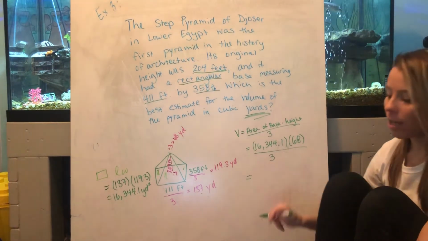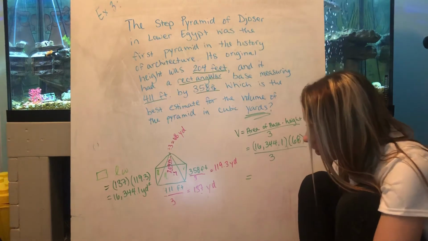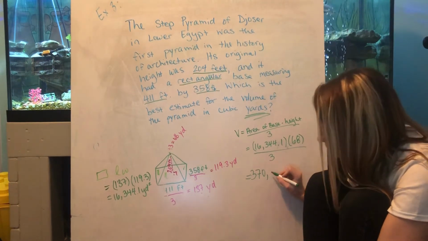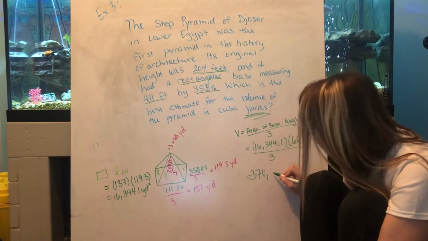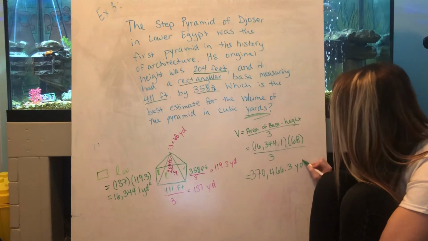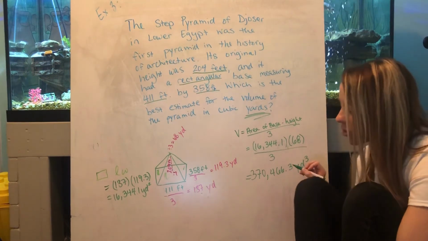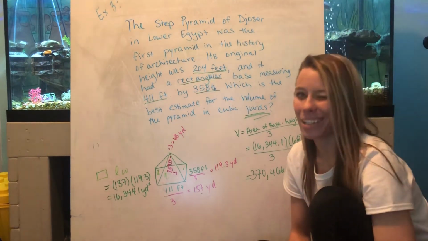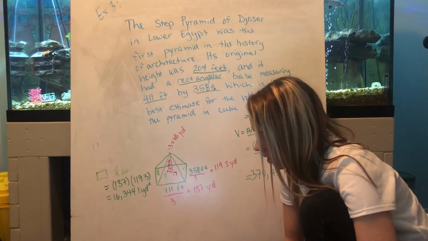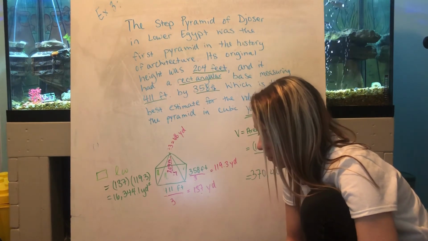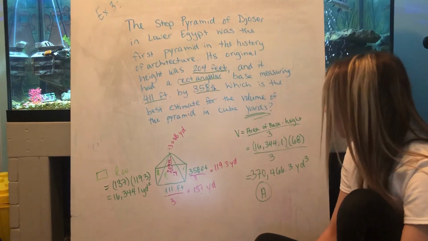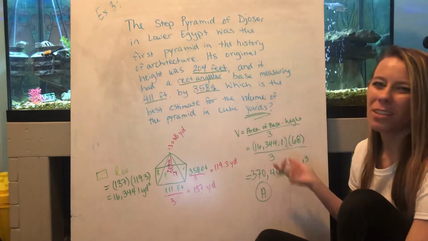So when you type that into your handy dandy calculator, you should get 370,466.3 cubic yards. And then we have to choose the best estimate. So if you look at all of your estimates, it looks like A is the best estimate because it's 370,500 cubic yards. So they just rounded up.